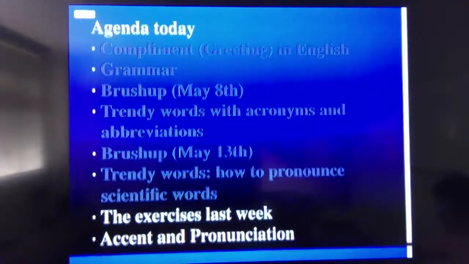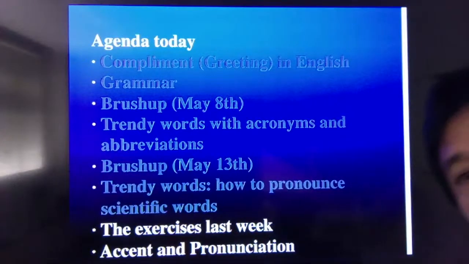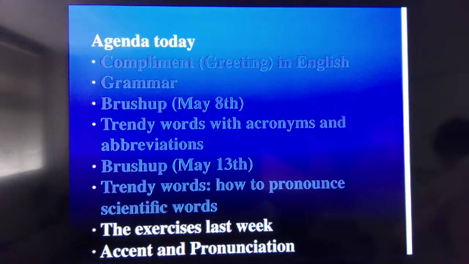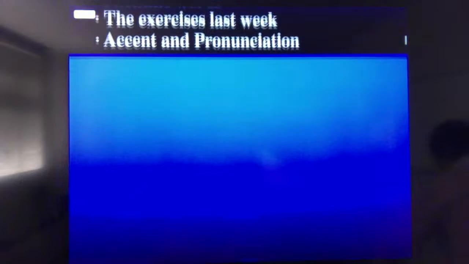So again, we have done the exercises last week, so we moved into the accent and pronunciation.